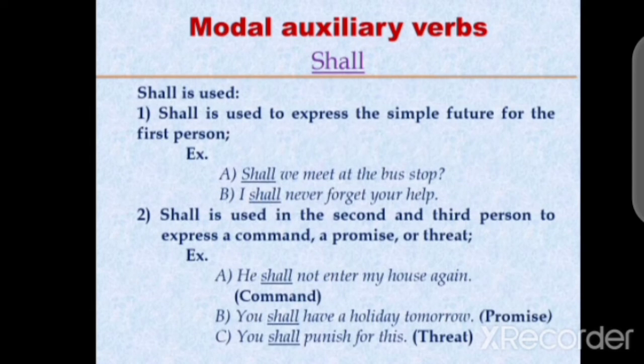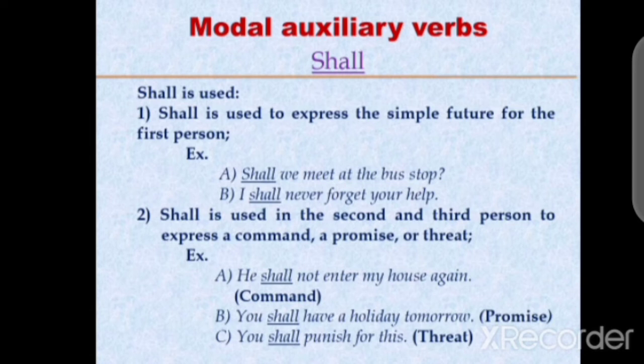Now, here are the uses of shall. Shall is used in the first person to express pure future. For example, shall we meet at the bus stop? Next example, I shall never forget your help.